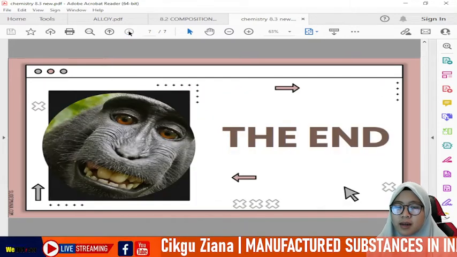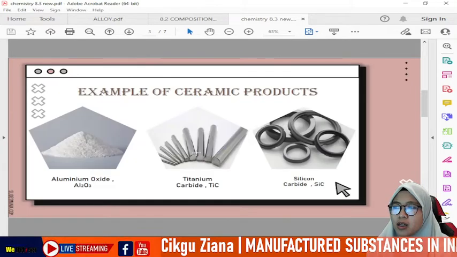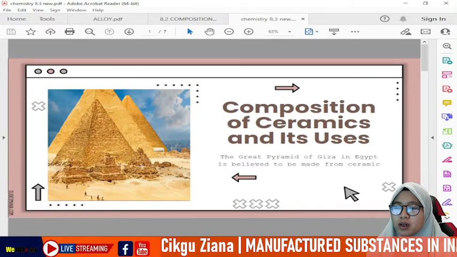Okay, cantik gambar ni. Okay, thank you for these groups. So nice presentation from these groups and a lot of information we got.